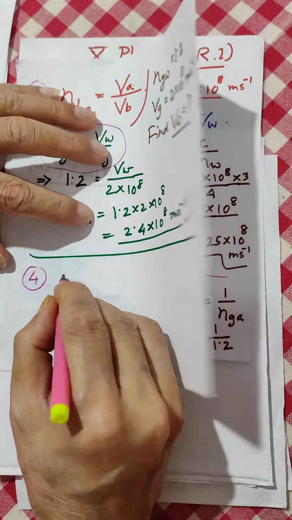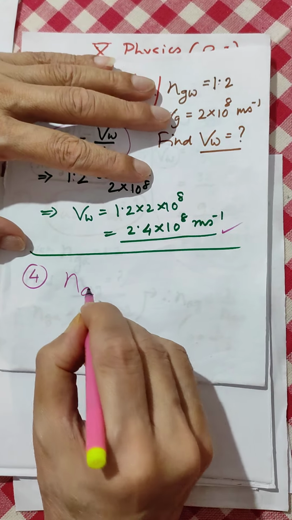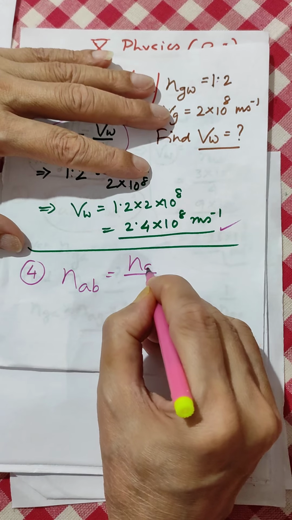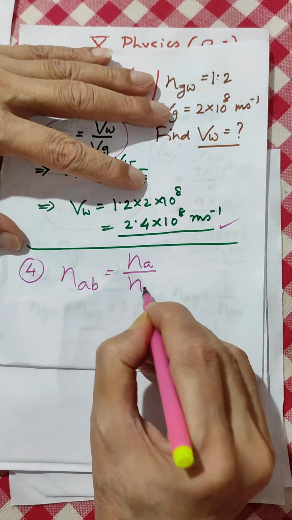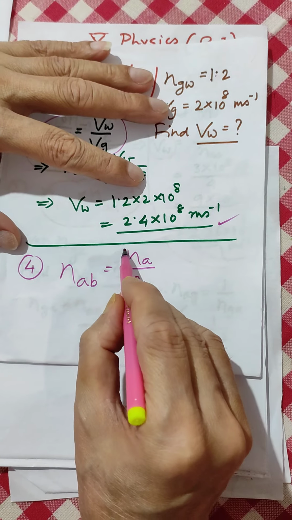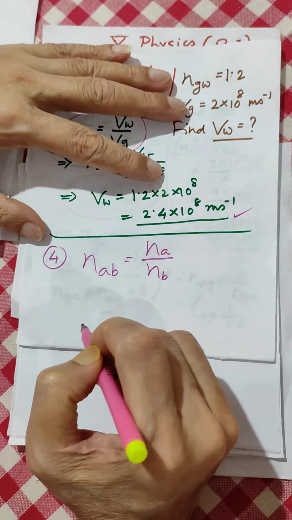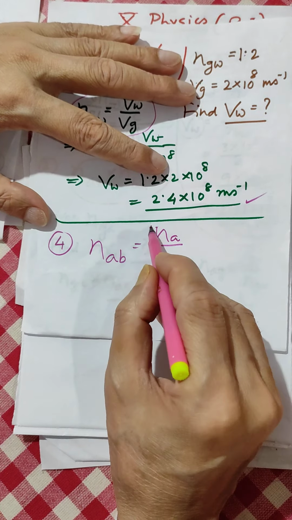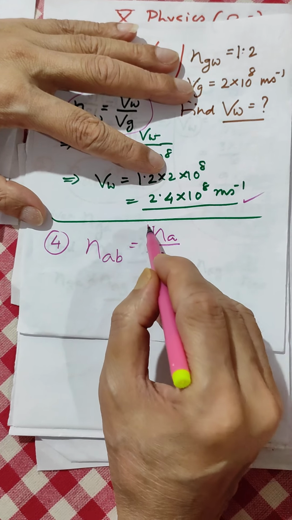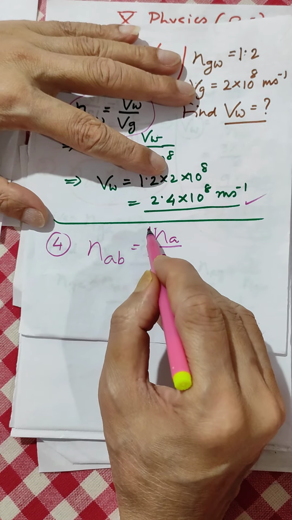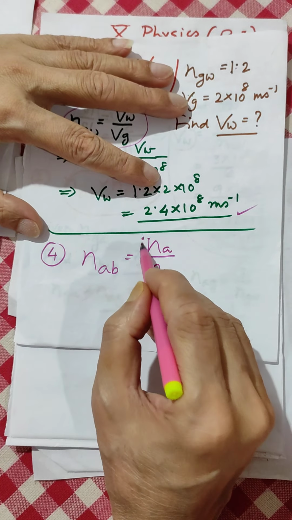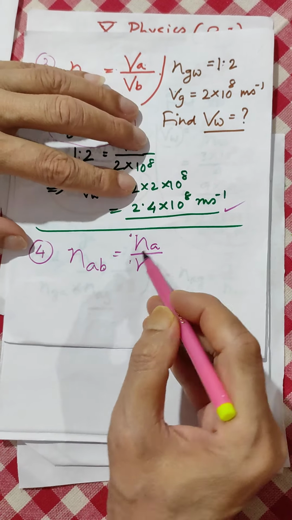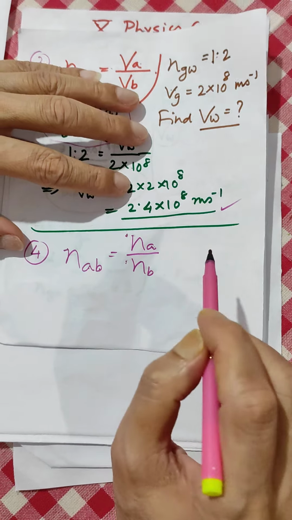Now this formula: the refractive index of medium A with respect to medium B is equal to the refractive index of medium A divided by the refractive index of medium B. Now here the first medium is not mentioned, that means it is vacuum. So the refractive index of A with respect to what, not mentioned, therefore it is vacuum. It may be glass, it may be diamond, it may be air, it may be vacuum, but usually when not mentioned it is vacuum. Alright, now this is the formula. The refractive index of A with respect to B equals the refractive index of A divided by the refractive index of B.